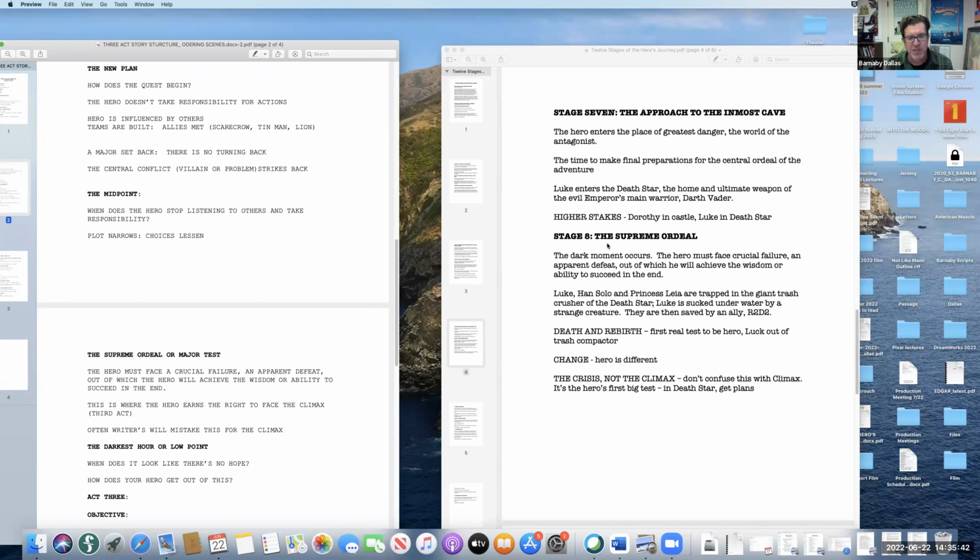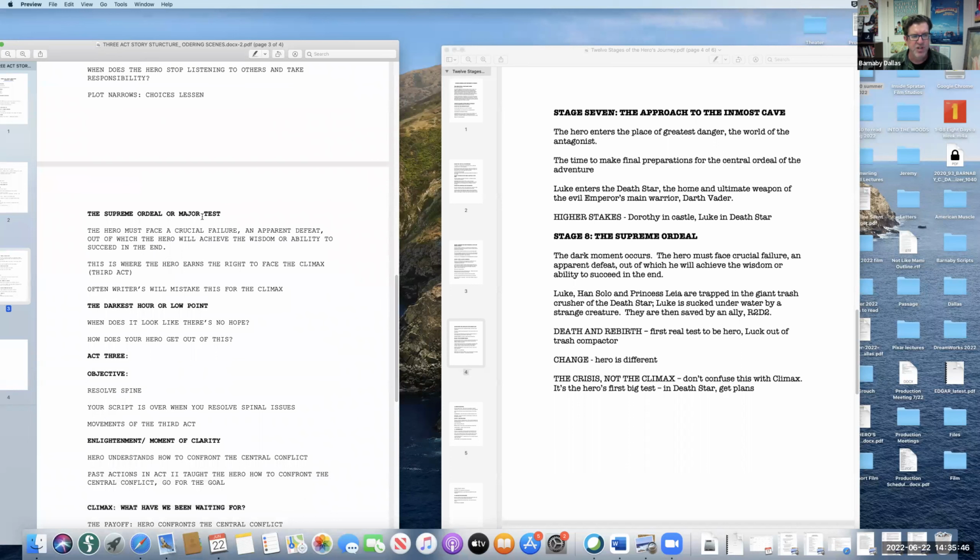Campbell calls this the Supreme Ordeal, right? The major test. In three-act structure, it's just the major test, but I like to say the Supreme Ordeal as well. I kind of stole this and moved it over here. There's a test in the second half of the second act. It's this Supreme Ordeal. It's where your hero must fail, right? An apparent defeat, a failure that transforms your hero, right?